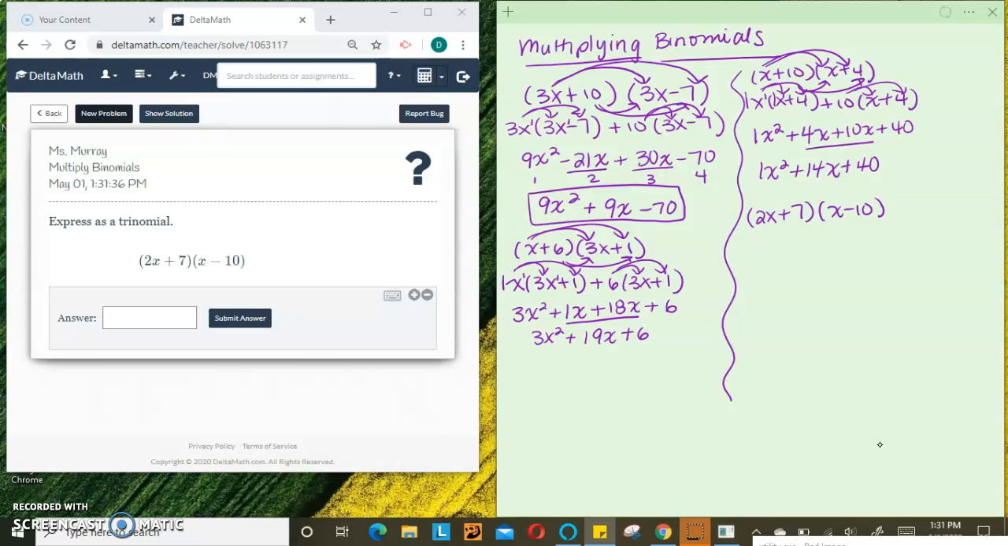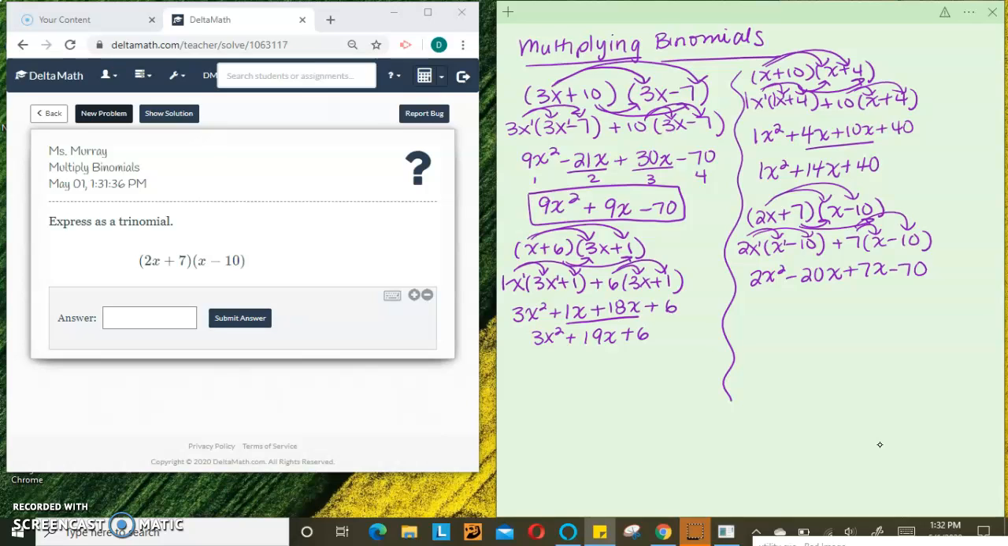Remember, when you have negatives, they go with the number that follows that negative sign, so that negative goes with the 10. So I'm multiplying 2x by x and negative 10, and then 7 times x and negative 10. And notice I put a plus 7 because there was a positive sign in front of that 7. So putting those exponents on, 2x times x is going to give me 2x squared. 2x and a negative 10 is negative 20x. 7 times x is 7x, and 7 times negative 10 is negative 70.